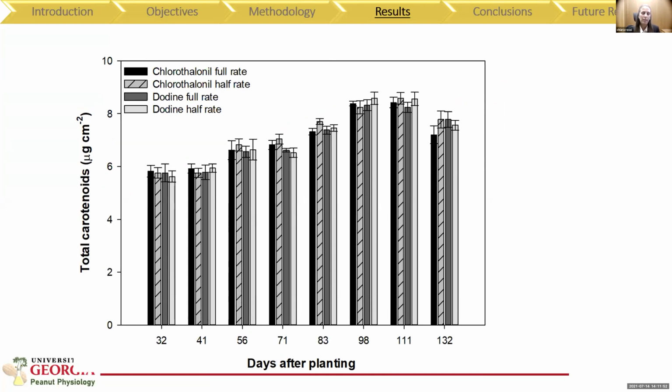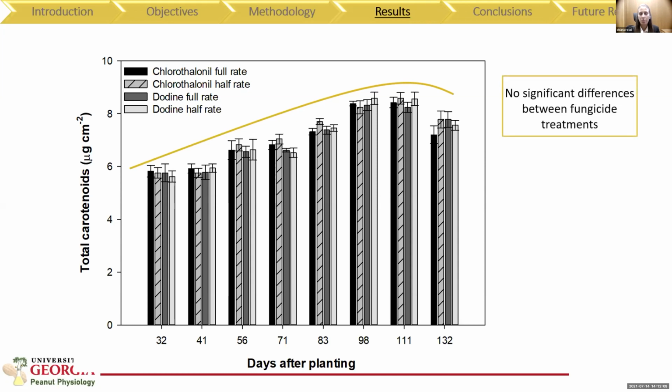This second graph represents the total carotenoid content based on days after planting and divided for the 4 fungicide treatments. Also in this case, we can notice an increase in total carotenoid content throughout the season, but again, this was mostly based on the growing stage of the plant. In fact, also in this analysis, we did not find any significant differences between our treatments. And these two graphs indicate that both total carotenoids and total chlorophyll were not altered by the fungicides, but also by their rate.